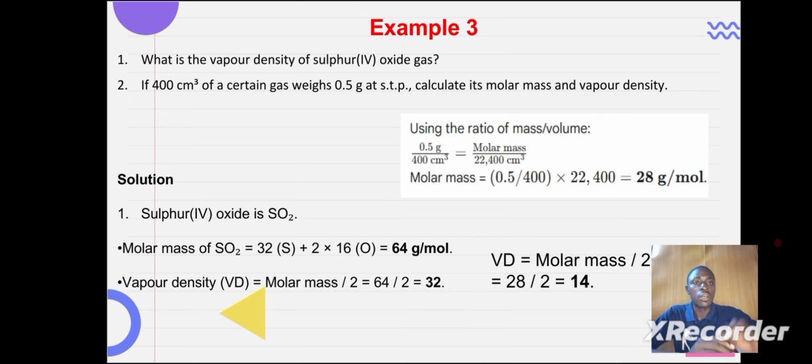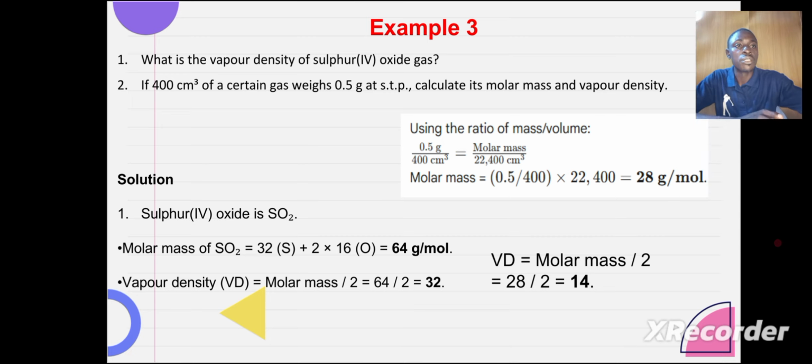And then the second part of the question says we should calculate the vapor density of the gas. Since vapor density is relative molecular mass divided by 2, it means that vapor density for this gas is 28 divided by 2, which is 14, as you can see. Okay, let's move on.